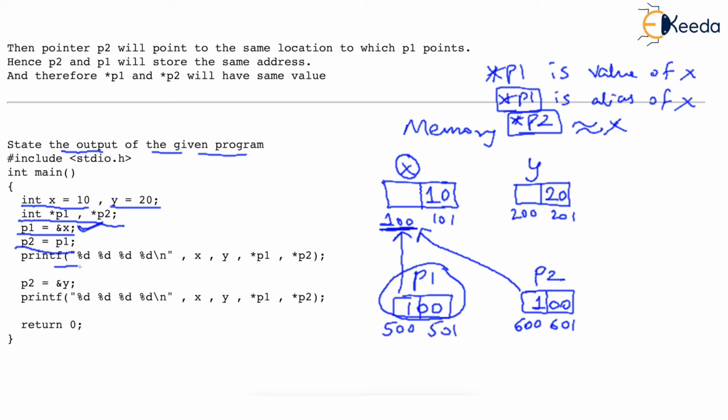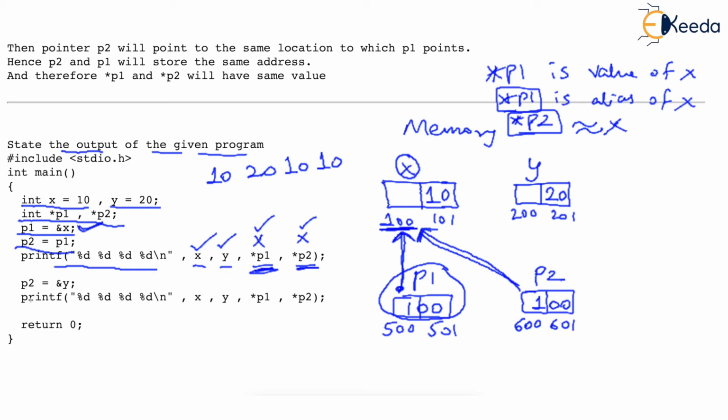On the next line, we are printing 4 values using %d format. Just read this as we are printing x, y, *P1, *P2. Just see, *P1 is x. Check the picture. *P1 is nothing but x, and *P2 is also x. So the first output of the program will be 10, that is x, correct? x is printed, then y, which is 20, then *P1, which is x, so 10, and then *P2, which is also x, 10.